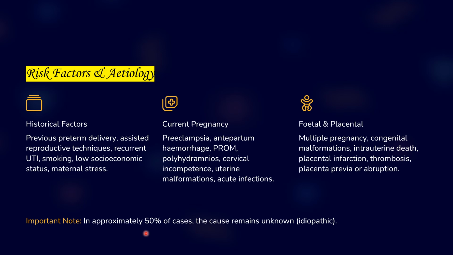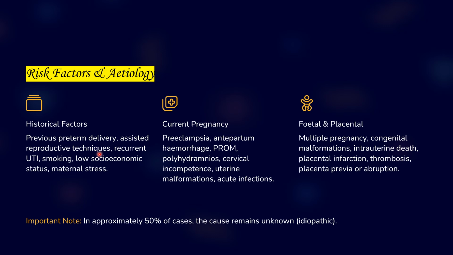Now let's see what are the risk factors and the etiology for preterm labor. First of all, understand that in approximately 50% of the cases the cause remains unknown. Everything might seem to be normal, but still the mother comes to the facility for labor pain, and the cause can be unknown. The other causes can be previous history. If her previous delivery was preterm, then the chances of her having a preterm delivery this time also is high.